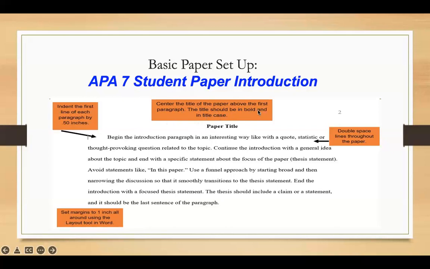The title should be in bold, and in title case, the keywords starting with capital letters. And then indent the first line of each paragraph 0.5 inches from the left margin.